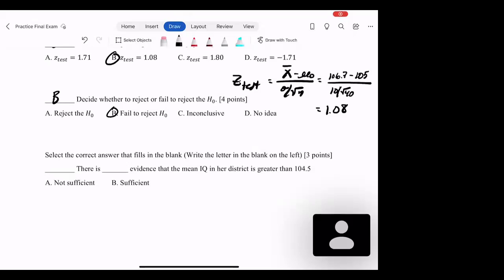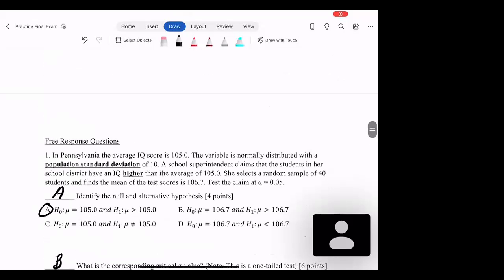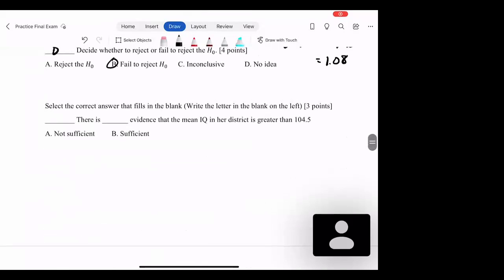Then the last part: there is enough evidence or not enough evidence to say the mean IQ in her district is greater. Did I not change the number? That should be 105, and there's not enough. Yeah, not sufficient.